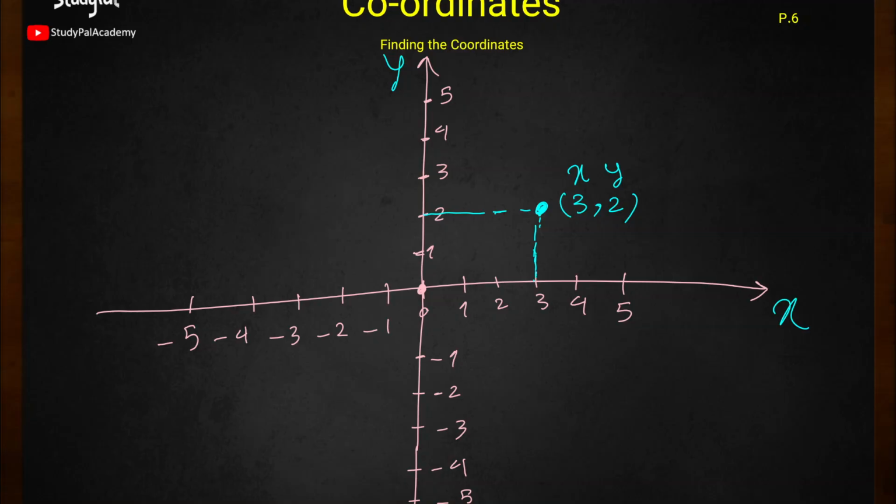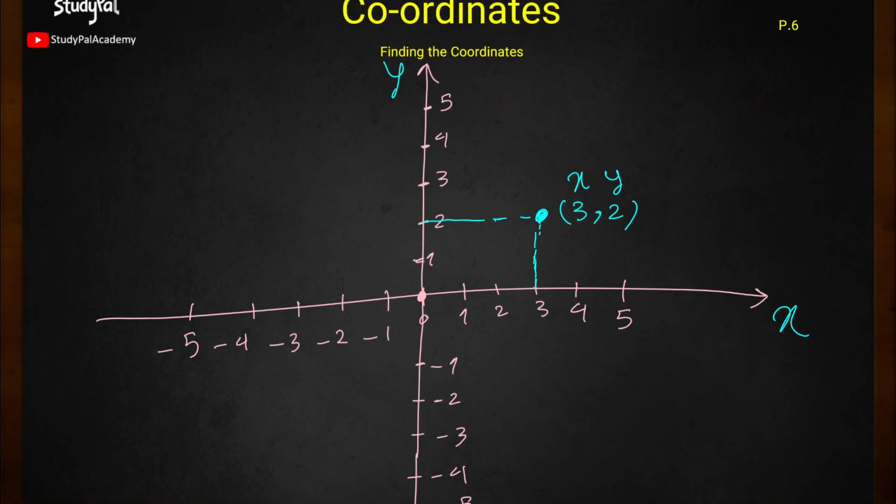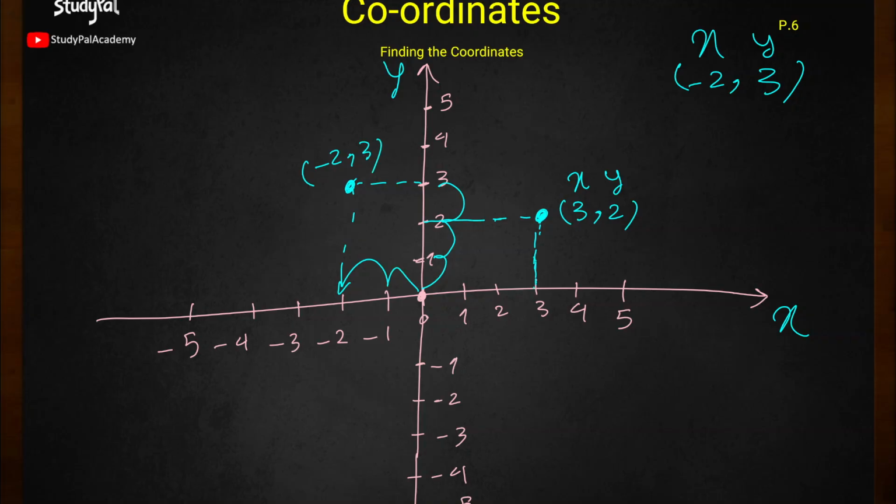Okay, so if I say that I have a point with -2 and, for example, 3 as the coordinate, this is X, this is Y, remember. So for -2, you go 2 steps to the left, and 3 steps up, and you end up with this point, with this coordinate. So this is -2 and 3.